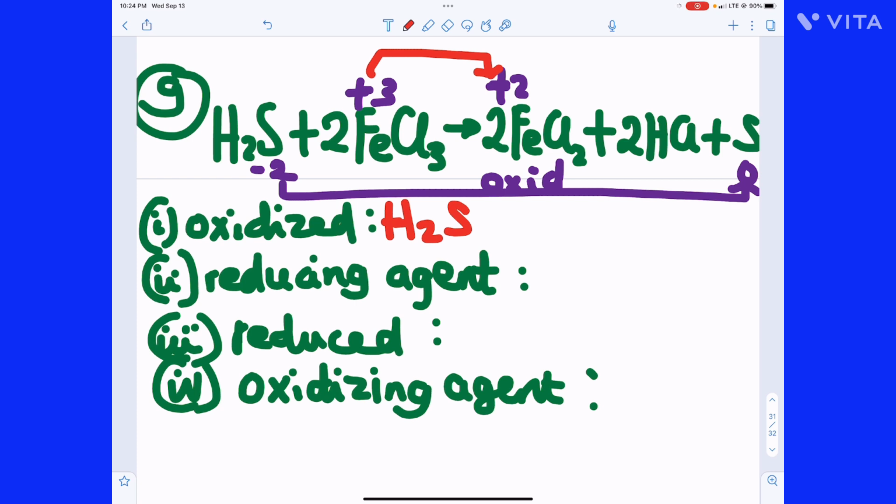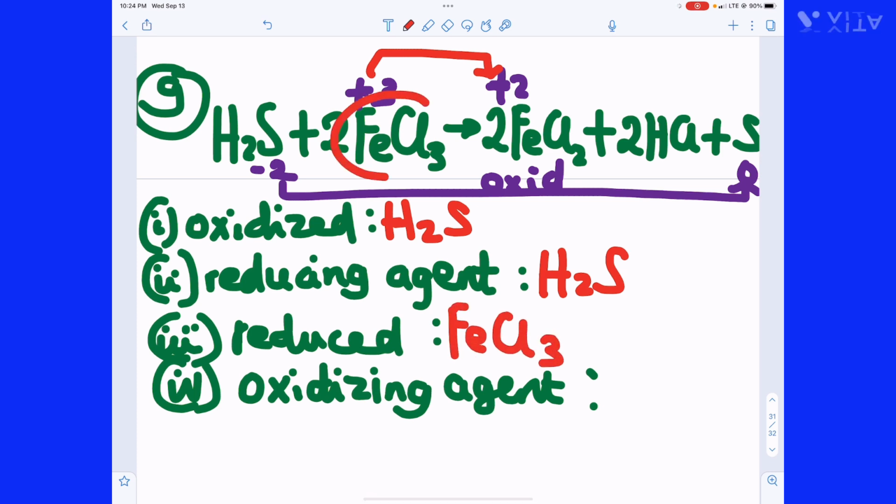Also, the reducing agent is hydrogen sulfide. The substance oxidized is also the reducing agent. Exactly. And what substance is reduced? In the same way, FeCl3 is reduced, because FeCl3 contains the element that undergoes reduction. So we will say FeCl3 is reduced.